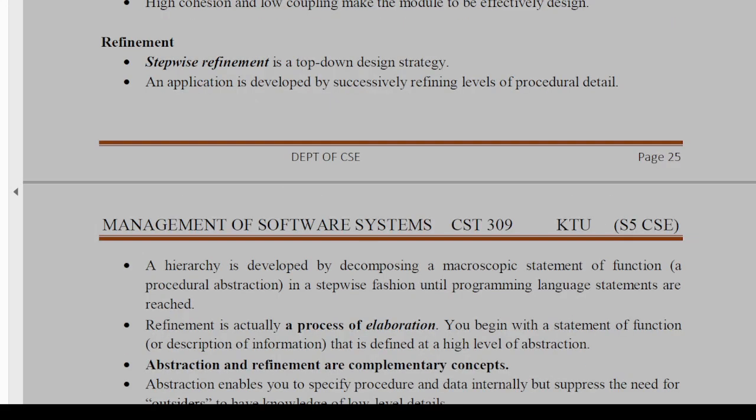Next is refinement. Stepwise refinement is a top-down design strategy. It's actually a process of elaboration. Means detailed information or explanation of every component.